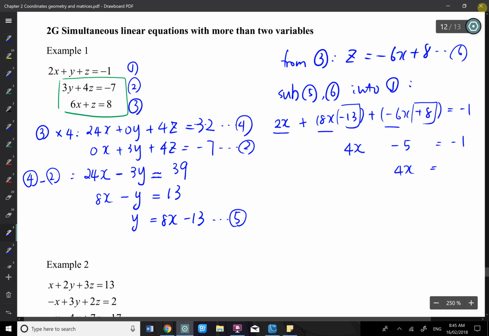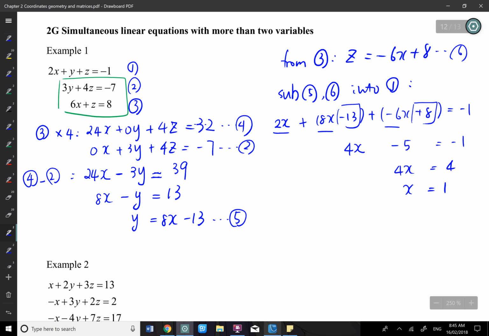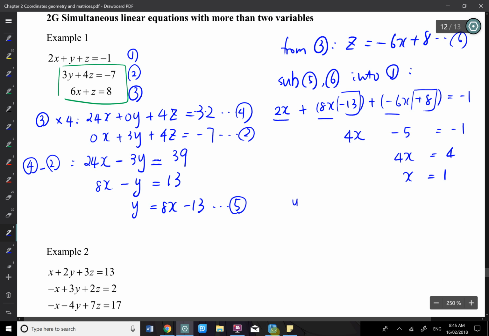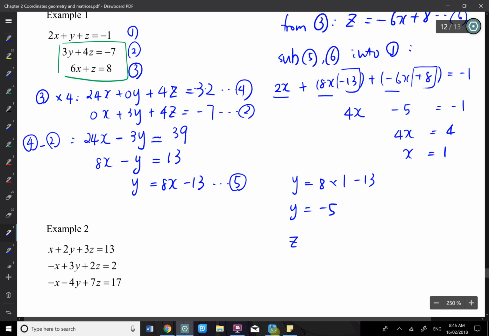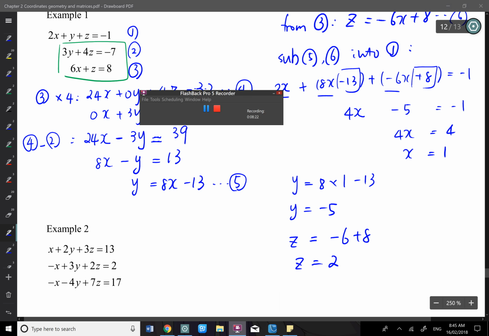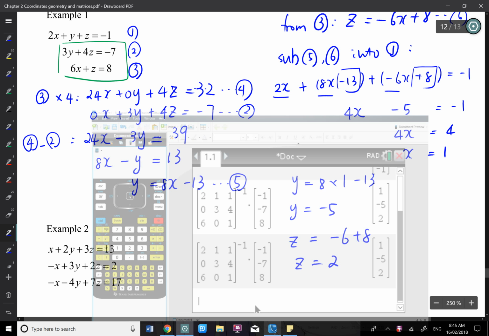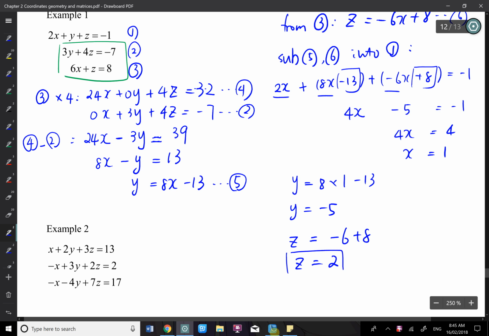4x equals 4. x equals 1. Check, yes, x is 1. So therefore y will be 8 times 1 minus 13. y will be minus 5. And z is minus 6 plus 8. z is 2. Yep, that's exactly the same as the calculator's answer.